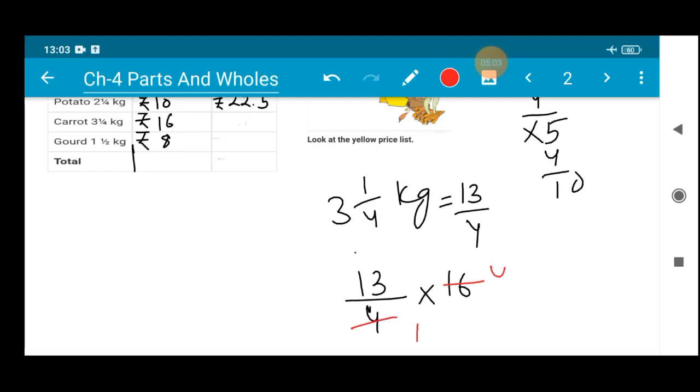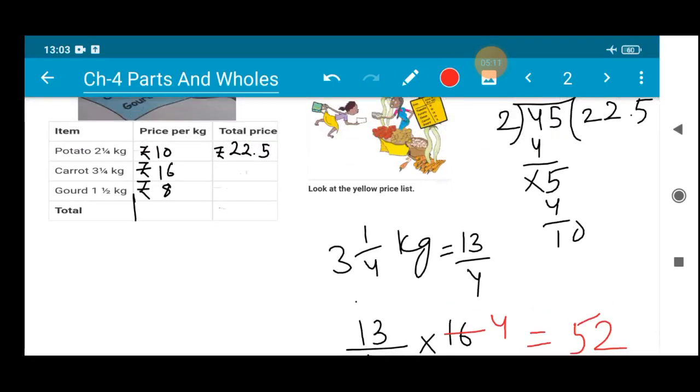4 ones are 4, 4 fours are 16, 13 fours: 4 threes are 12, 4 ones are 4, 5. It is 52 rupees. So for 3 whole 1 by 4 kg, she has to pay rupees 52, isn't it? So 52.0 I can write.